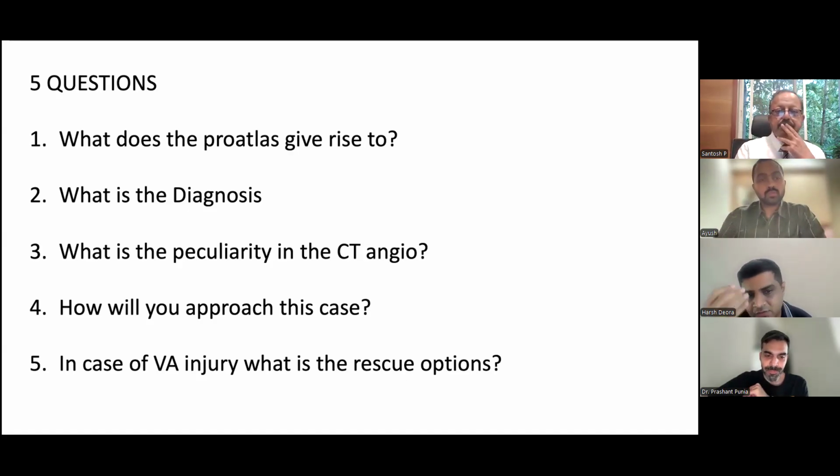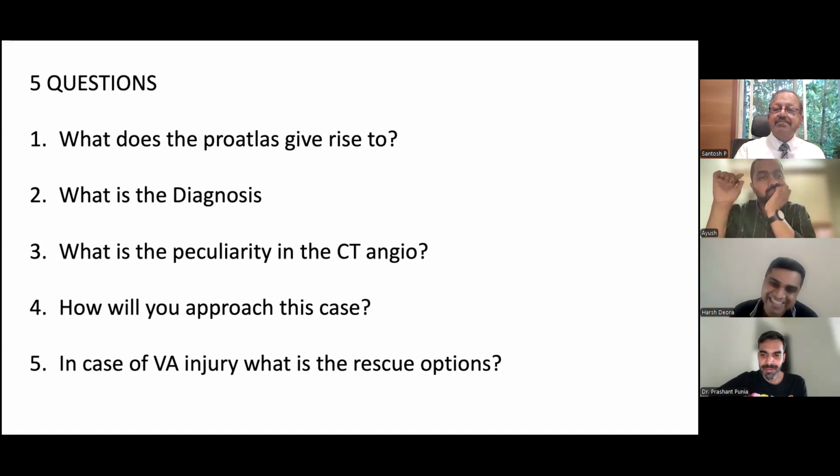In case of a VA injury, what are the rescue options? Sir, we'll first try to control the bleeding with Surgicel, and if it is a short segment, then we can even suture it. If not, then we'll have to coagulate the artery. See the question: what is the rescue option, sir?